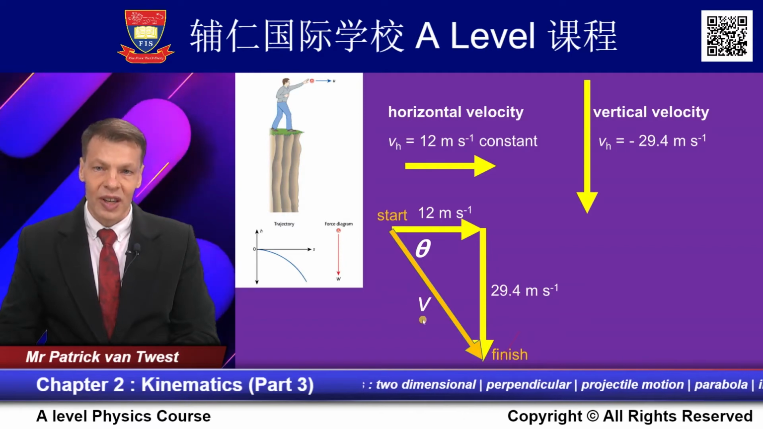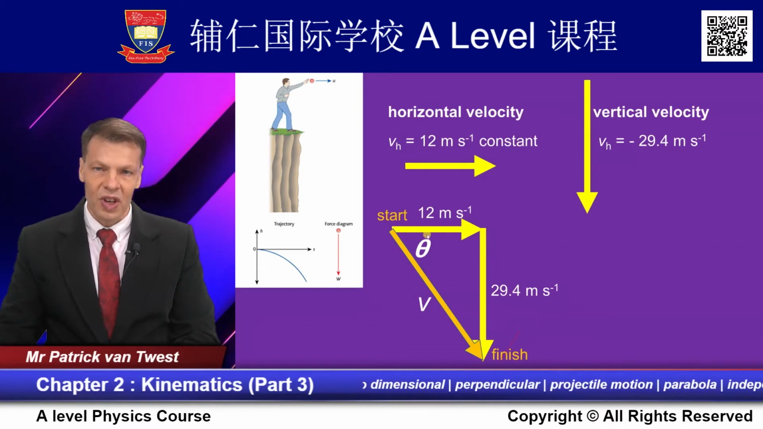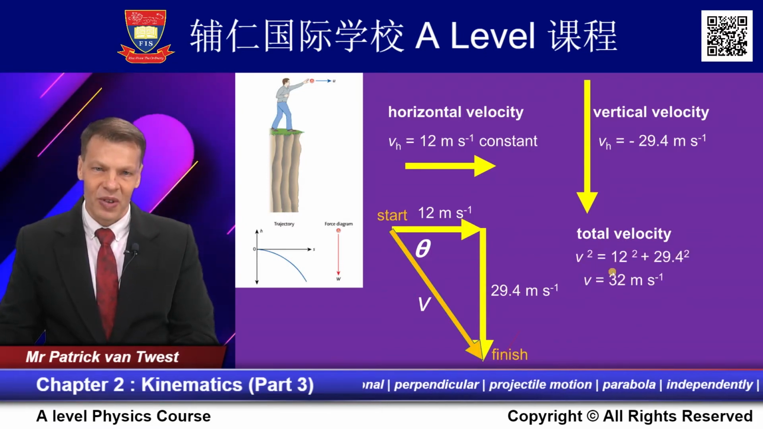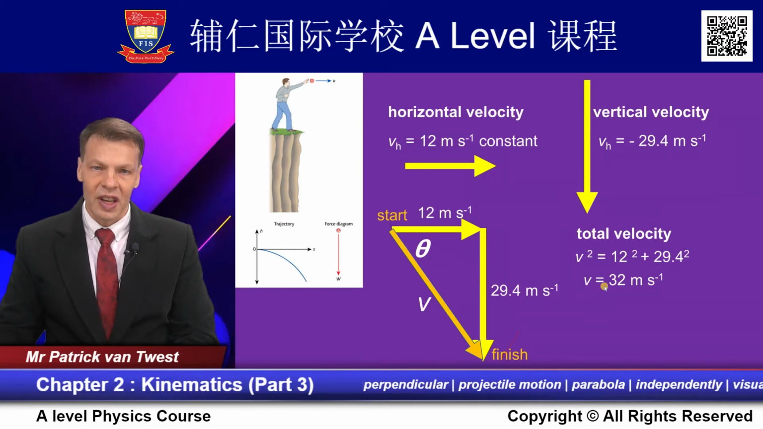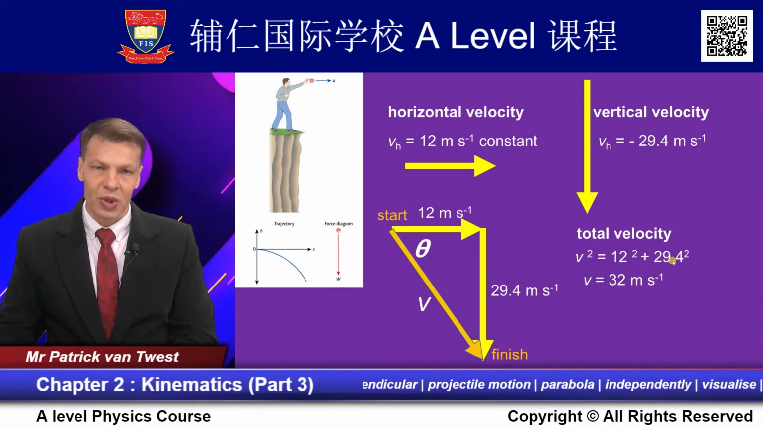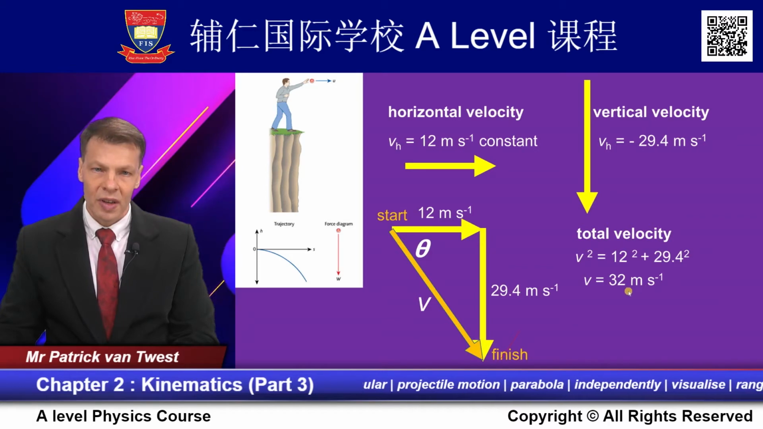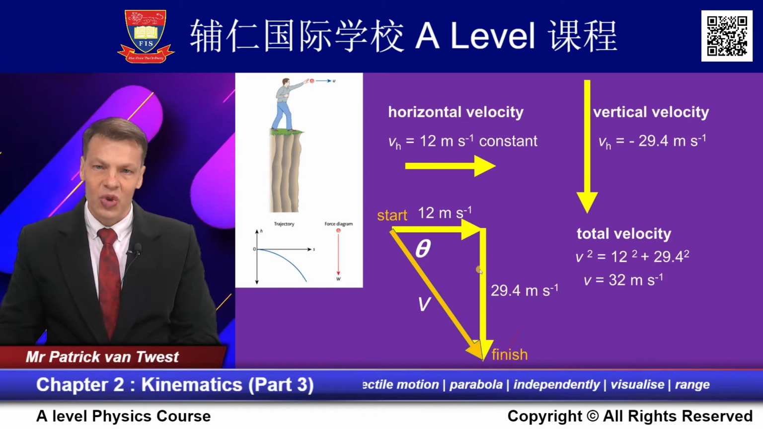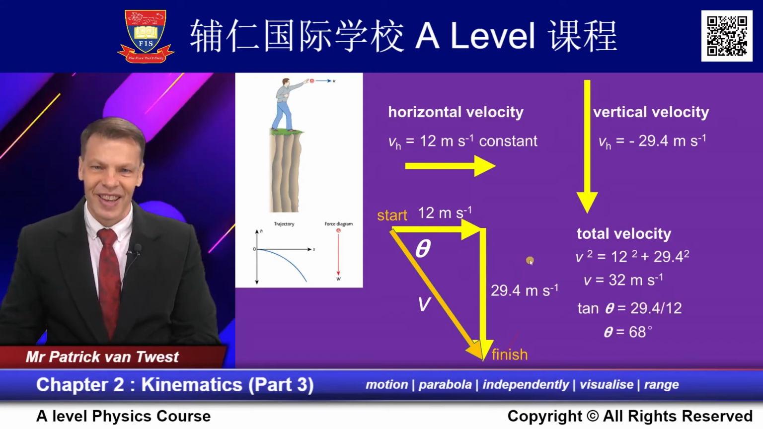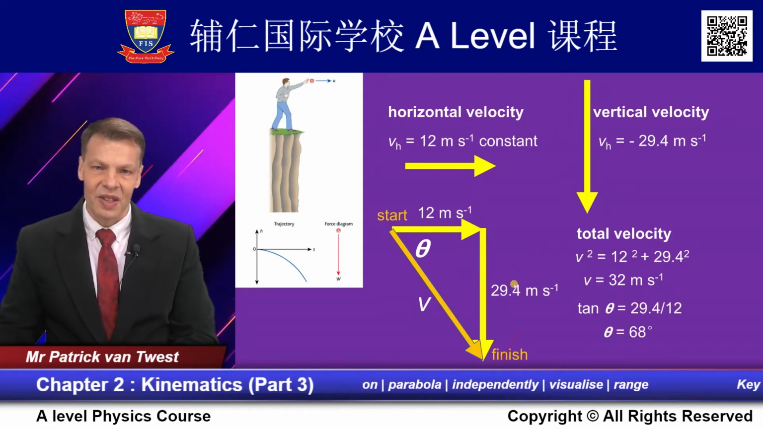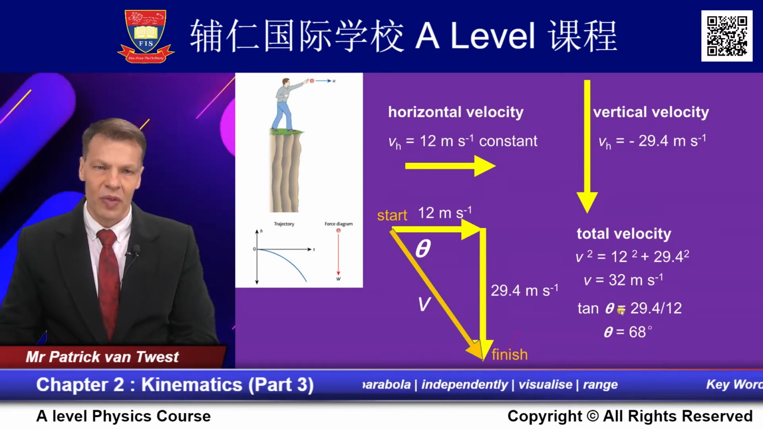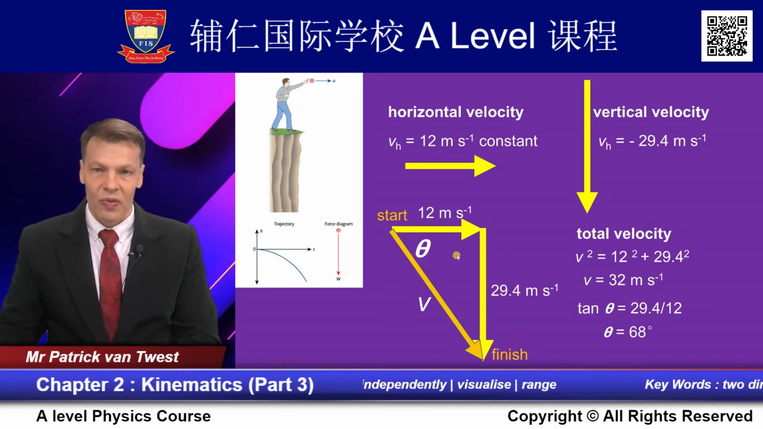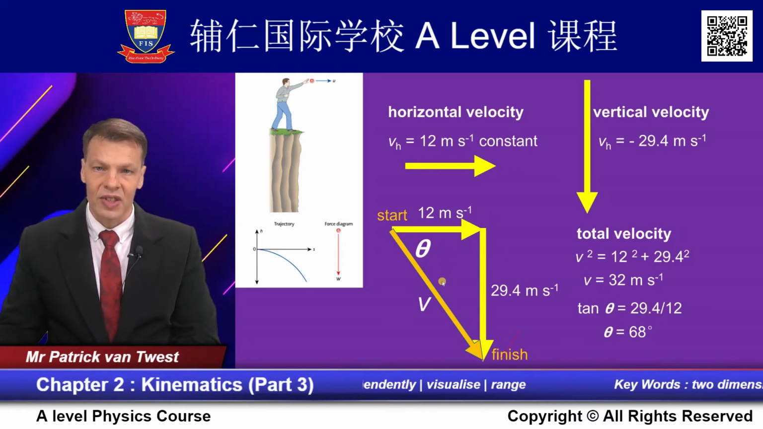So if I wanted to calculate the size of v, can you see what I've got? It's a right-angled triangle. Pythagoras comes to mind. So Pythagoras' theorem says this. So the velocity is then the square root of 12 squared plus 29.4 squared, or 32 meters per second. And the angle you can calculate using your trigonometry, that you study in maths. So there it is, tan theta is the opposite over the adjacent, or 29.4 over 12. If you take the inverse tan, then you get 68 degrees. So you've calculated the velocity in size and in direction.